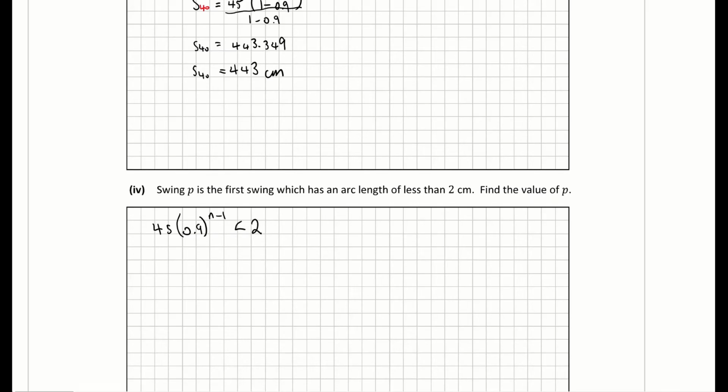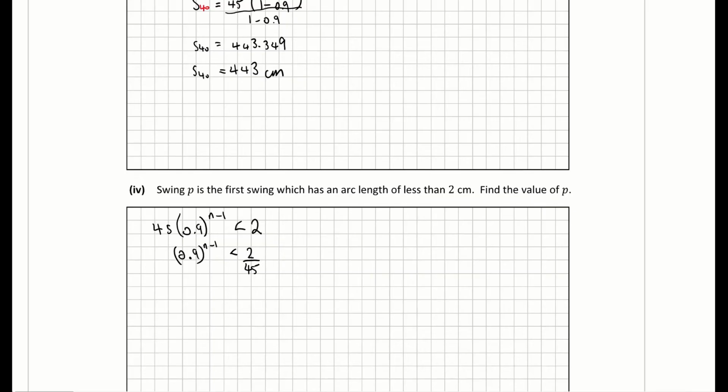All I'm going to do now is solve for n. So a little bit of algebra here now. So I'm going to divide across by the 45. Again, don't get stressed when you see a less than symbol. Just treat it like it's an equals. So it's 2 over 45. So I'm going to keep it as a fraction. That's the same as 0.04 recurring if you want.